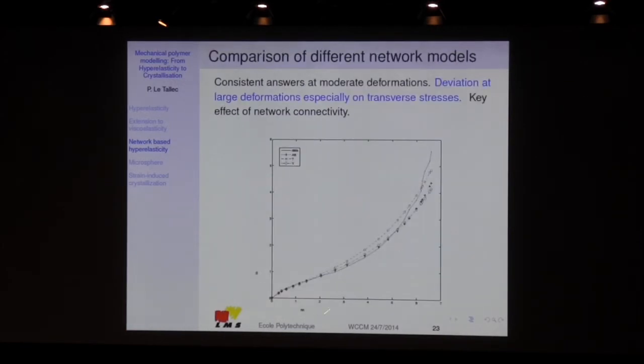Rather well, up to 300%. Well, Treloar is a bit too stiff, but variational and Arruda-Boyce are quite good. Experimental also. And you get large deviation on transverse stresses and on axial stresses in large deformation. What you also observe here is that the network connectivity, the functionality, is a dominating factor in the definition of the elasticity of this structure.